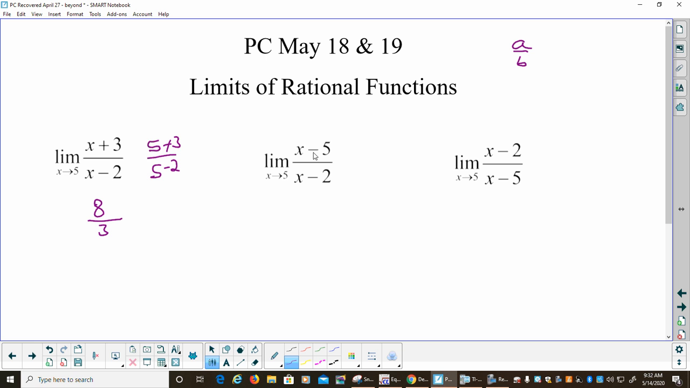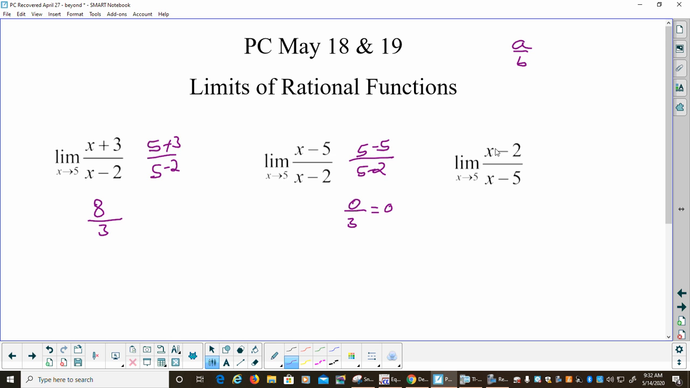Here, if you fill it in, you get 5 minus 5 over 5 minus 2, so you get 0 over 3, which is 0. That's your limit. Your limit is 0.